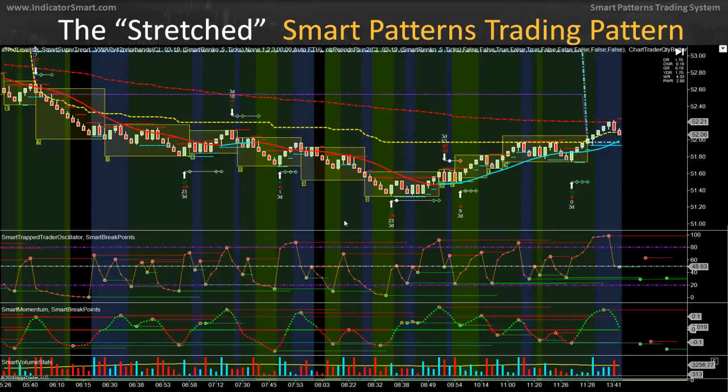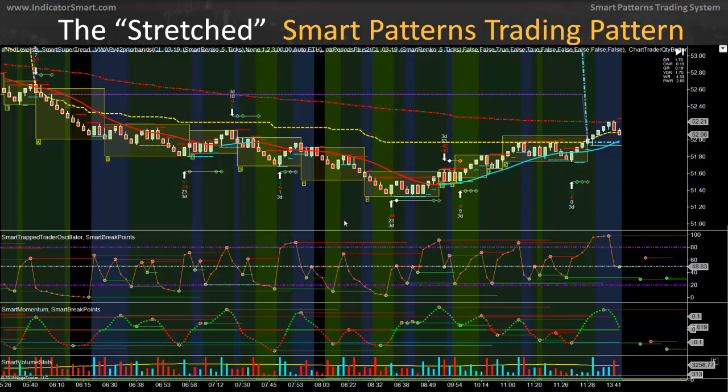And coming along to just after 8:32 a.m., you get the same condition. Trap trader oscillator broke through the smart breakpoints line to the downside, and then the smart momentum had also broken through the prior, and the market came up from there 30 ticks plus. And we came up to the high there just after 8:49 a.m.